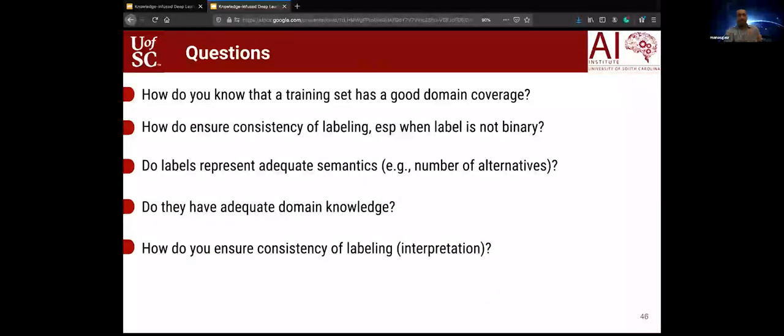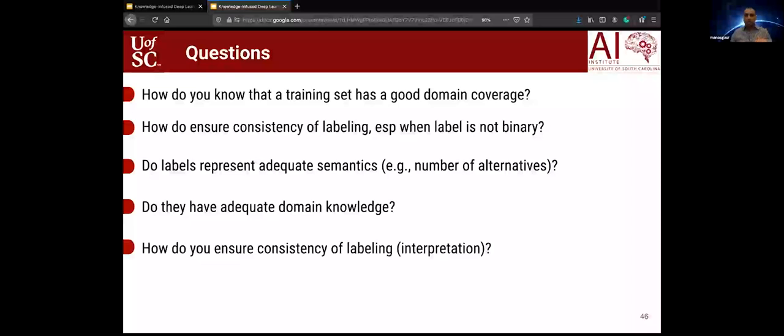Based on these, the major questions that have arisen in the past literature are: how do you know that a training set that you have created has good domain coverage? How do you ensure consistency of labeling, especially when the labeling is not binary? This is a case that I will be talking about subsequently. Suppose you are putting your model into use in a system where you are not aware of the labeling scheme. Your labeling is coming from a third party who is using some other resource which you are not aware of, and your model needs to be trained on that.